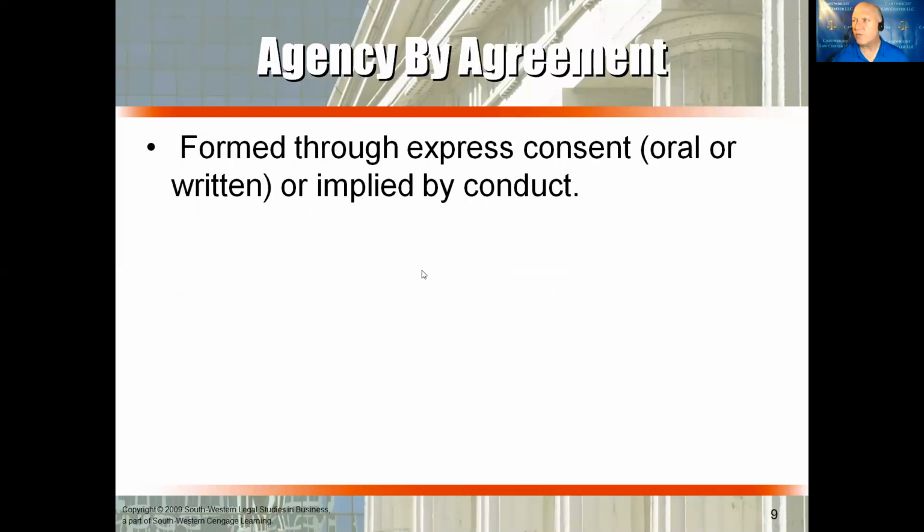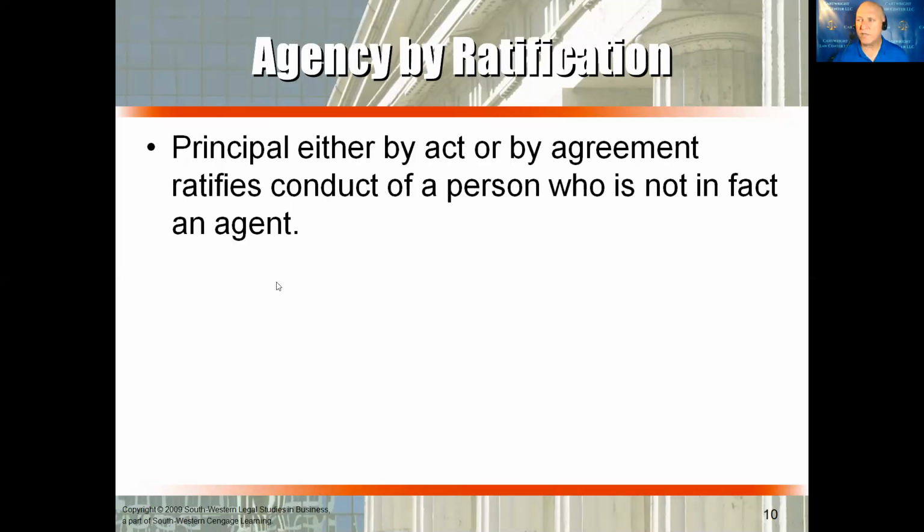Agency by agreement is real easy. You just agree to it. Well, hey, will you be my employee? Yeah, I'll be your employee. Usually it's for compensation. It doesn't have to be. Usually it is expressly agreed upon. You know, hey, will you do this for me? Yeah, I'll do that for you. Doesn't have to be. It can even be implied by conduct. You just start working for me. You just start doing things for me. And that's agency by agreement. Doesn't have to be in writing either.